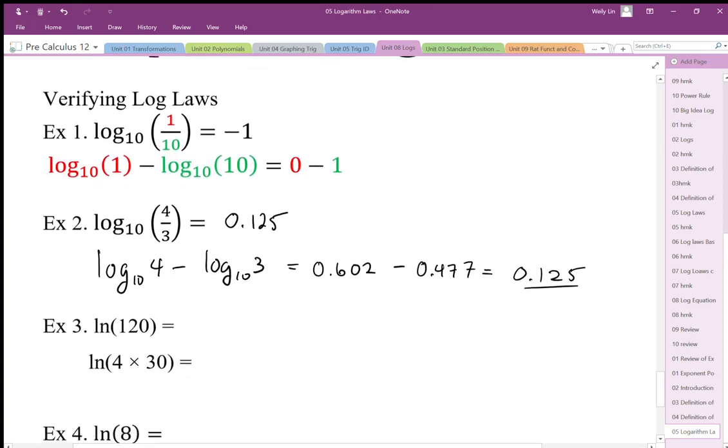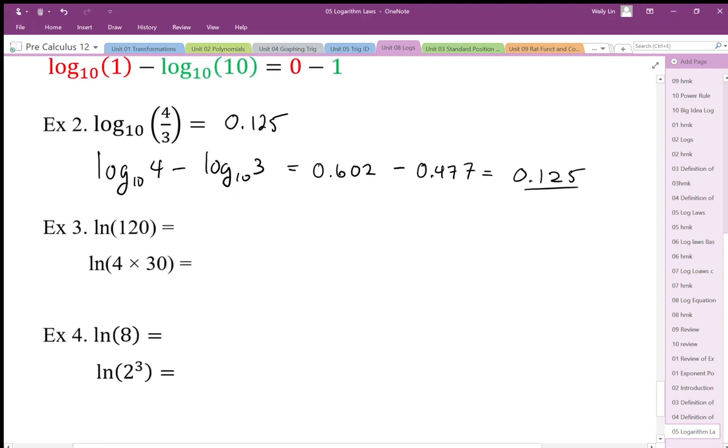Just changing it up slightly, let's test this log base e button, or ln button, on your calculator. So ln is the exponent on base e. Regardless of the base, these rules work, right? Doesn't matter what base we're using. So let's just test this. Log 120 is 4.787.